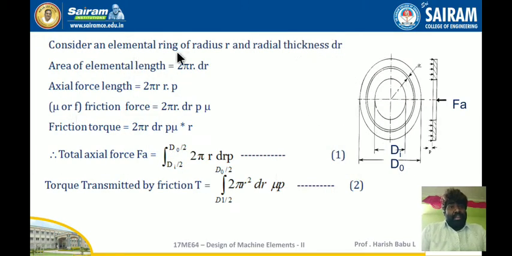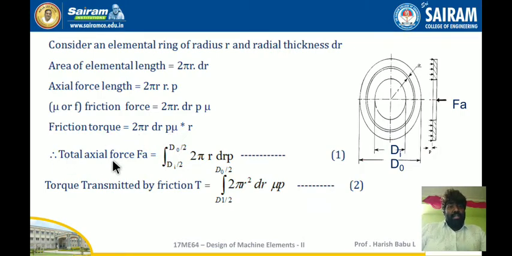Considering an elemental ring of radius r and radial thickness dr, the area of the elemental ring will be 2 pi r into dr, where 2 pi r is the circumference and dr is the thickness. The axial force will be 2 pi r dr into p. The frictional force will be 2 pi r dr p into mu, where mu is the coefficient of friction. Coming to the frictional torque, it is 2 pi r dr p mu into r.